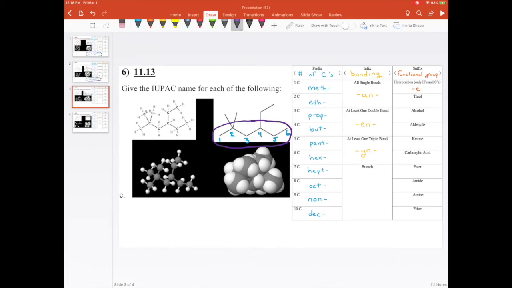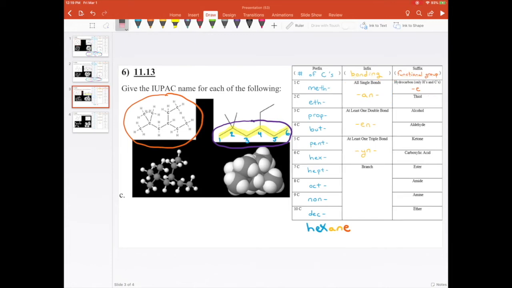Now that we know what our backbone is, we want to name it as if there were no branches coming off of it. There are 6 carbons in this backbone, and so the prefix is going to be hex. The lines in between the carbons are all single lines, not double or triple, and so we have single bonds, and the infix is AN. Last but not least, there are only hydrogens and carbons in this molecule, and so the suffix is going to be E, to let you know that it's a hydrocarbon. So the name for the backbone is hexane.